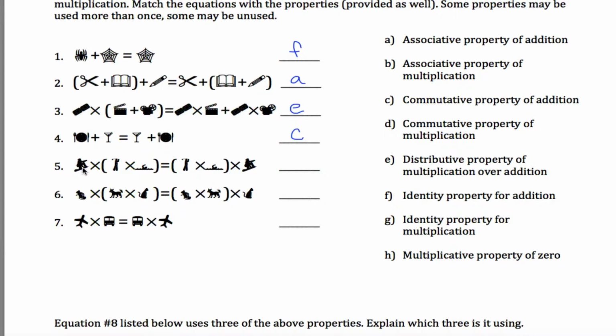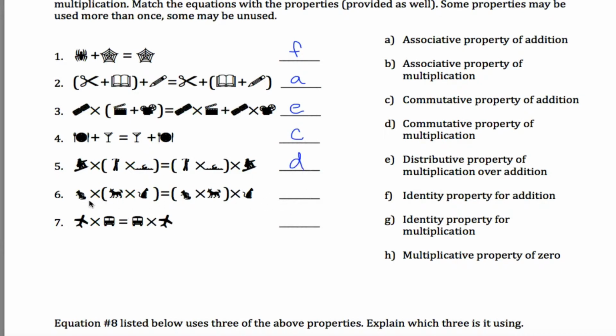I got a snowboarder guy here times golf times swimming. And then I got golf times swimming times the snowboarder guy. Really what's changing is in this one I'm taking snowboarder times something else. And in this one I'm taking something else times the snowboarder. The order that I multiply together two things doesn't make a difference. This is actually the commutative property of multiplication. That's a hard one.